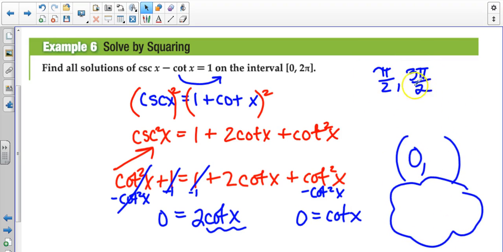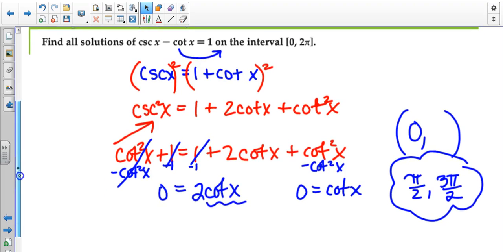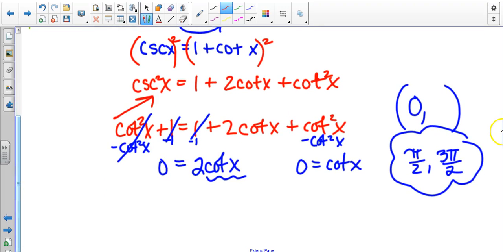All right. The issue becomes that when you square both sides, you frequently get a solution that doesn't work. What was the original, guys? Somebody remind me what the original sentence said. Cosecant minus cotangent? Yeah. Okay. Cosecant minus cotangent equals 1.